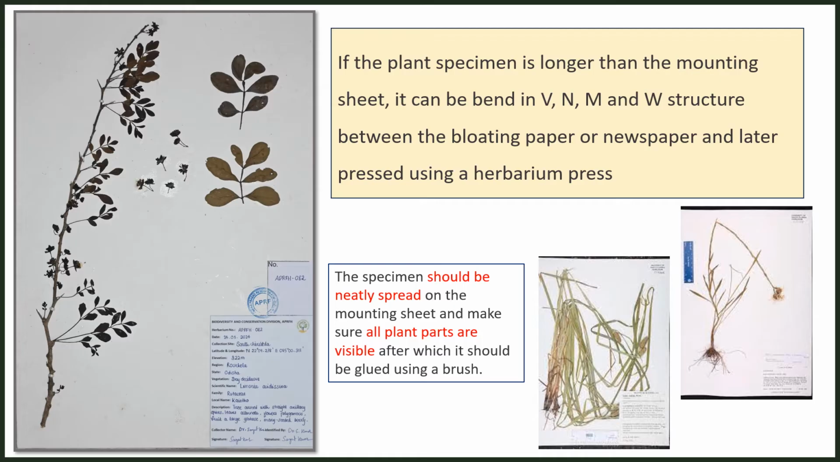So like I said, if the plant specimen is longer than the mounting sheet, then it has to be bent in such a way that the plant parts are visible. Usually they are bent in a V, M or W structure, so that all the plant parts are visible and neatly spread. These are some of the examples I'm showing you here. Some of them are herbarium specimens from APRF, and others are from internet sources. These two are from internet sources.